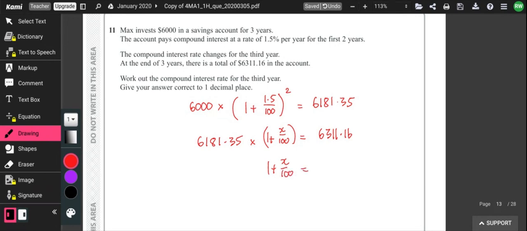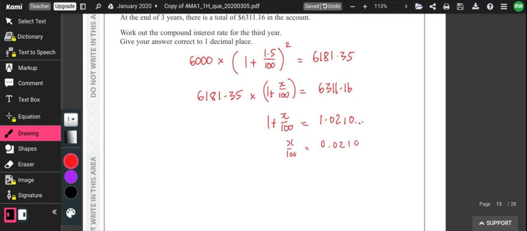So we can rearrange this to give you 1 plus x over 100 is equal to those two divided by each other. So 6311.16 divided by that gives us 1.0210 dot dot dot. So we can now subtract 1 from both sides, 0.0210, and then times by 100 to give you your percentage. So subtract 1, and then times 100, and you get 2.1% to 1 decimal place.